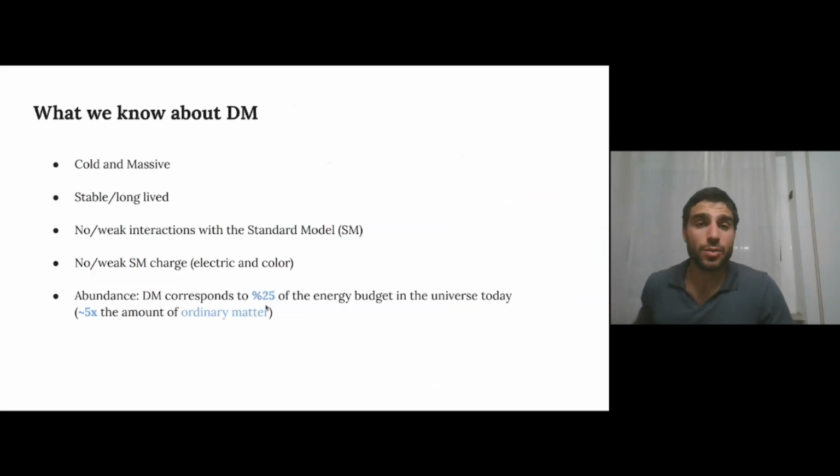While the exact nature of dark matter is still unknown, all of these observations constrain the main properties that a dark matter candidate needs to satisfy. Namely, dark matter needs to be cold and massive, it needs to be stable, it needs to have no to weak interaction with the standard model, and it has to be dark, hence essentially with zero or very small electric or color charge. And finally, it has to be abundant. From a variety of observations, mainly the CMB, we know that dark matter today constitutes roughly 25% of the energy density of the universe, which is 5 times the amount of ordinary matter.